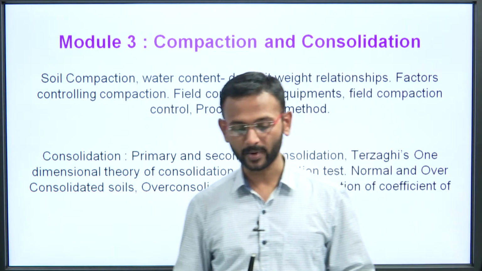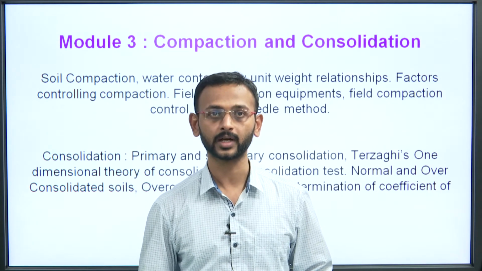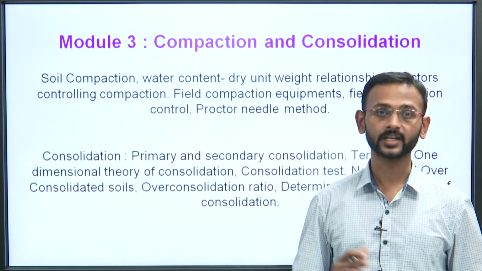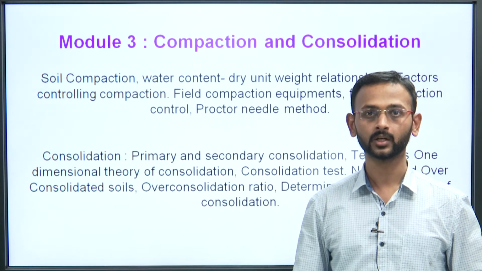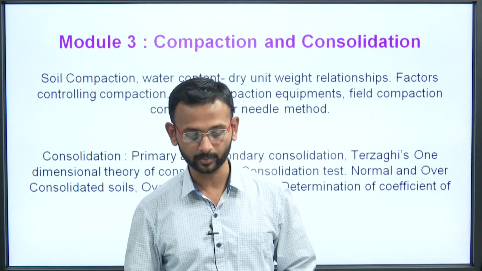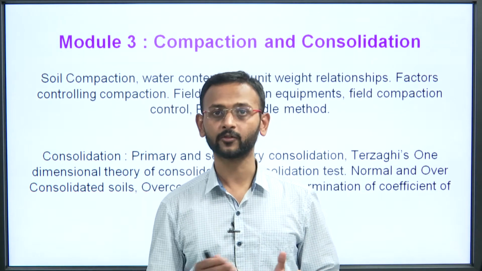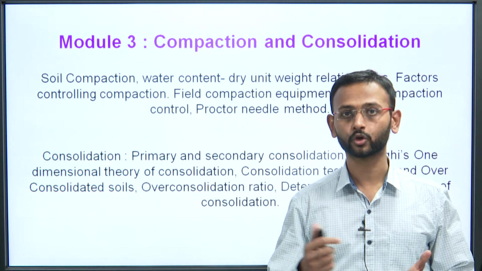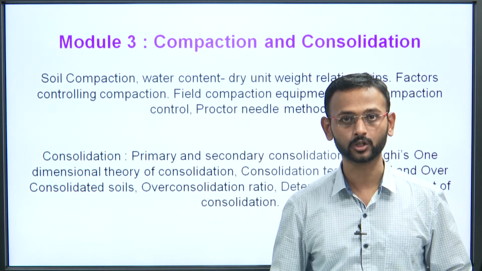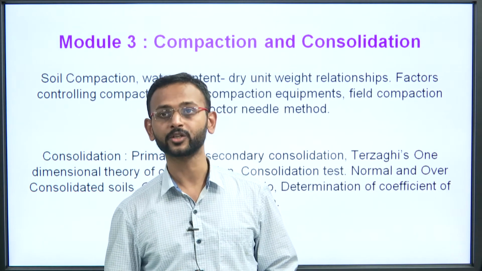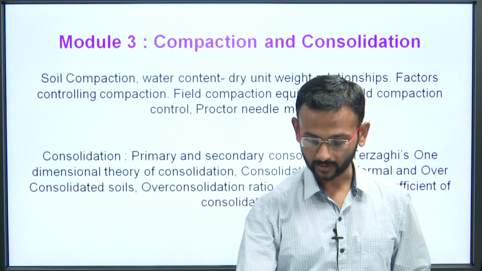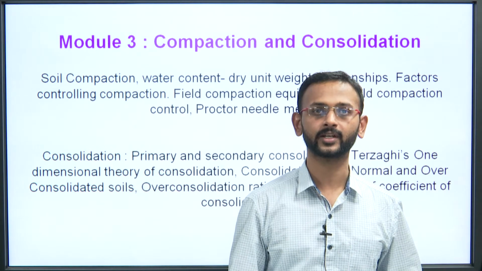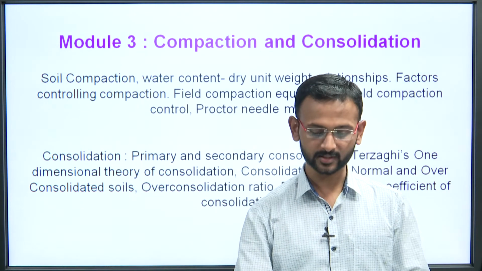So, when we complete this compaction portion we will move on to the next thing, that is the consolidation, where we will be discussing the primary and secondary consolidation, Terzaghi's 1D theory of consolidation, the consolidation test that is being performed there, and then the different types of soils, that is the normal and over consolidated soils. Then the over consolidation ratio, what is it, we will be discussing that also, and then we will move on to the determination of coefficient of consolidation, that we have already studied in the permeability topic, but it was a very small aspect that we saw there, but now we will be studying this in detail.